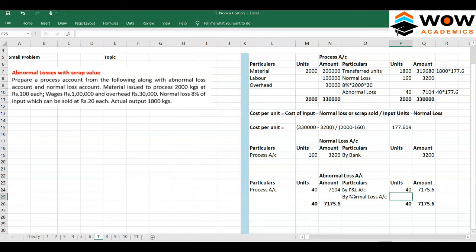You can transfer all these 40 units, and these 40 units have a price. At what price can you sell them? You can sell them at 40 into 20 rupees. You can sell at that rate. So that would come to 800.